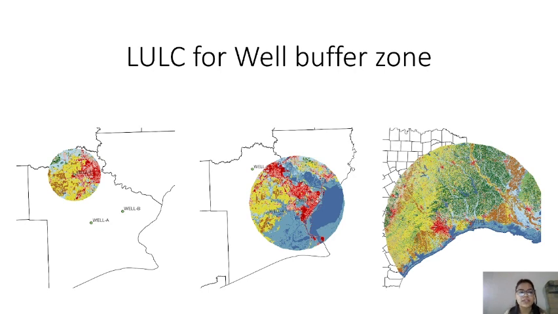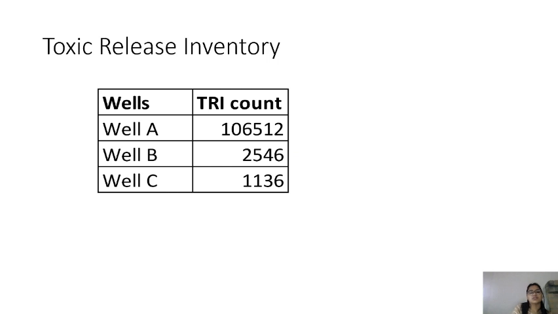While looking at the NLCD data, comparing well C and well B, we can see that well B has a larger urban area as compared to well A and well C, and we can say that well C is better as compared to well B. Also, we looked at the toxic release inventory, and the toxic release inventory count in each well was, for well A, 106,000, for well B, 2,000, and well C, 1,000.